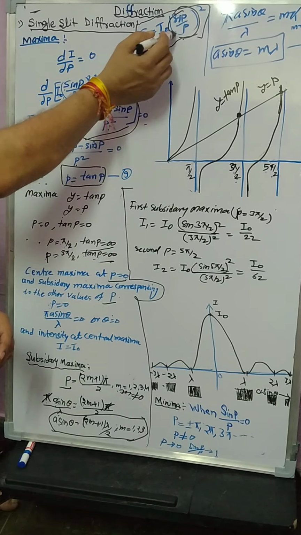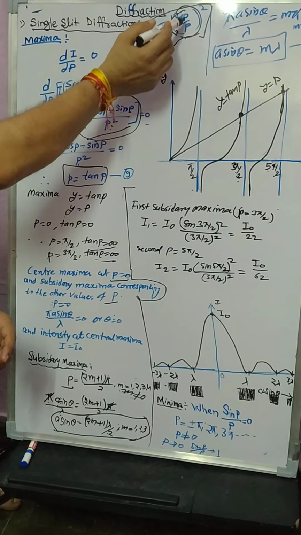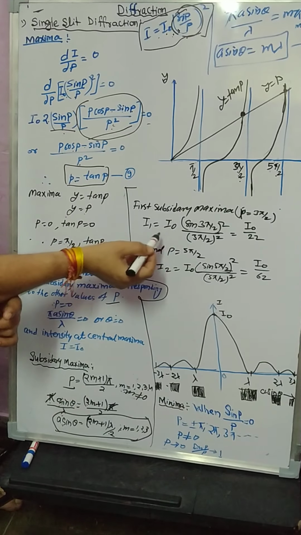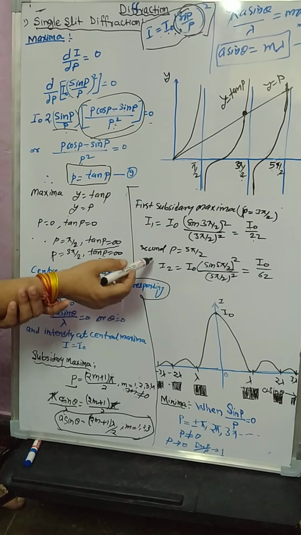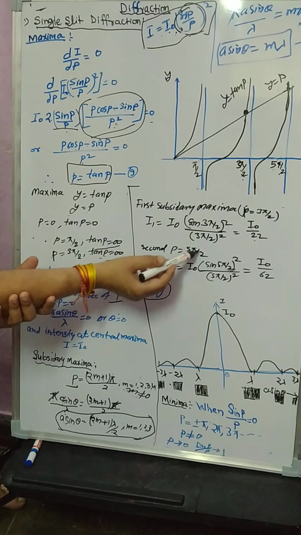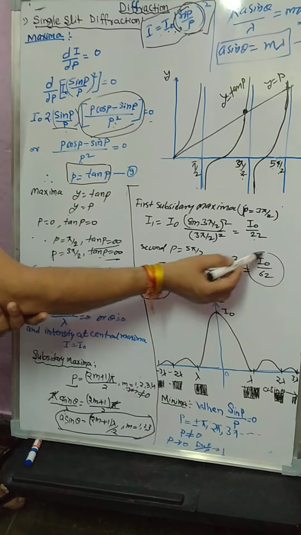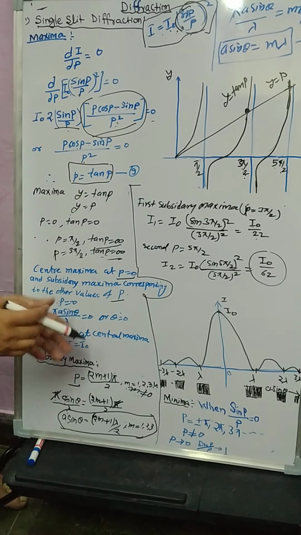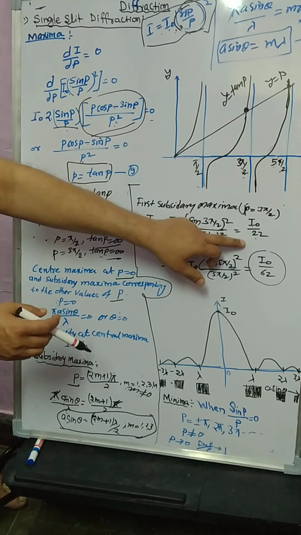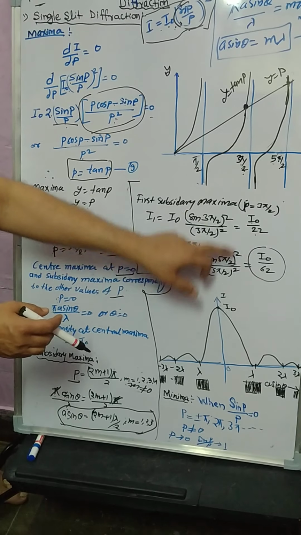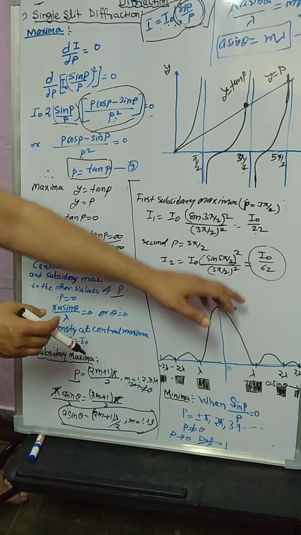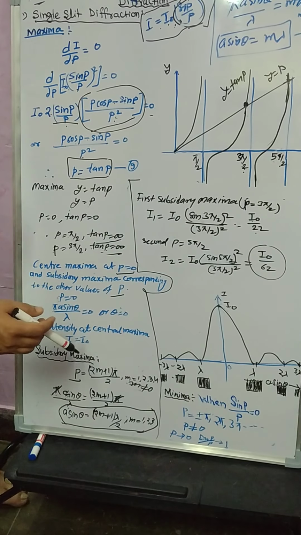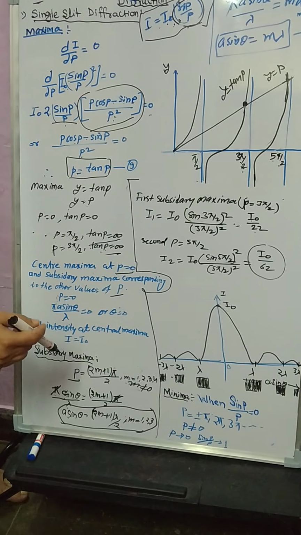So we find the first subsidiary maximum, which means p equal to 3 pi by 2. Now put the value of p in the formula I equals I naught (sin p upon p) whole square, and we get ultimately I naught upon 22. For the secondary maxima, p equal to 5 pi by 2, we get I naught upon 62. This means the intensity decreases: the maximum intensity is I naught, the first maximum is I naught by 22, and so on, which means the intensity decreases in the diffraction pattern.